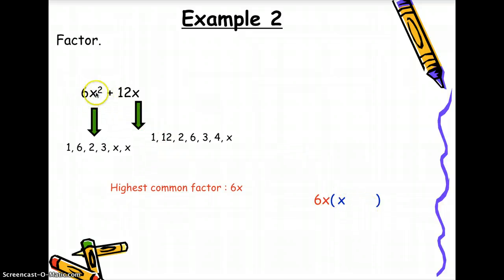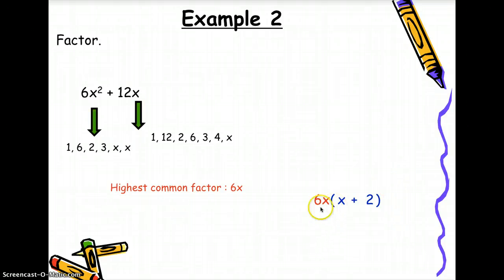Now, we're done with the first term. We're moving on to the second term, which is 12x. Again, 6x times what is going to give you 12x, or 6x times blank is going to give you 12x, and the answer is plus 2. Again, I encourage you to check your answers.